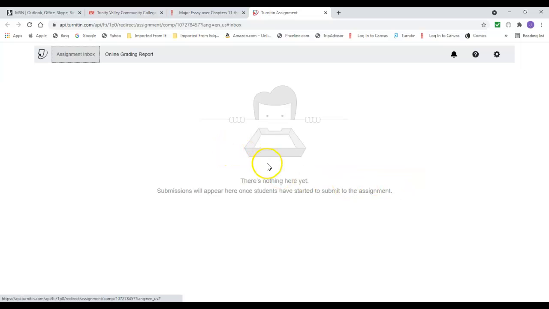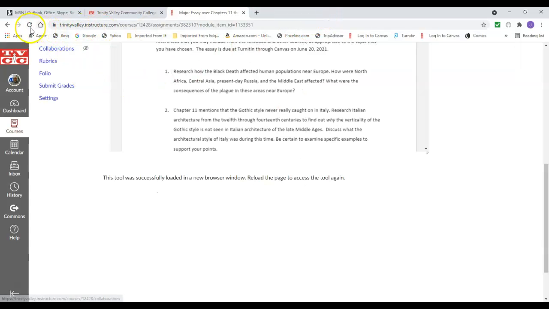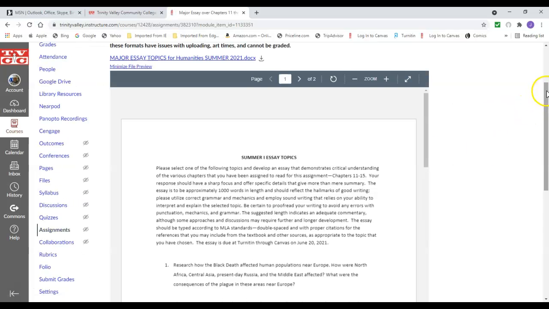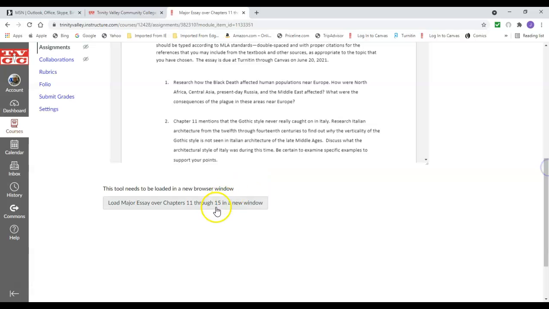If you've looked at the assignment earlier, and if you looked at the video, you'll actually have a submit button. Since I'm the teacher of the course, there's nothing here for me to grade. But it takes you to Turnitin. So let me close that out and refresh it. So at the very bottom of the assignment, you'll see this bar, and that is what you will use to click on and turn in your essay.